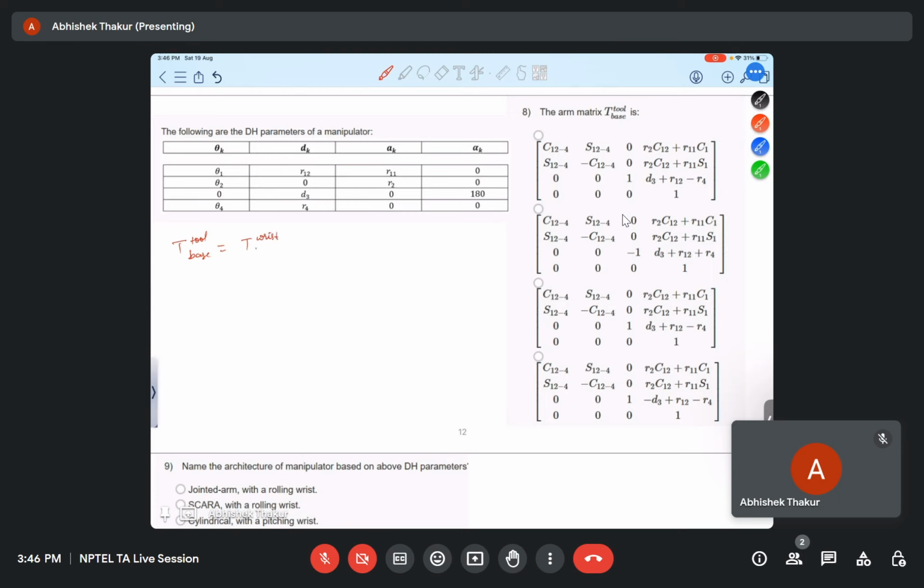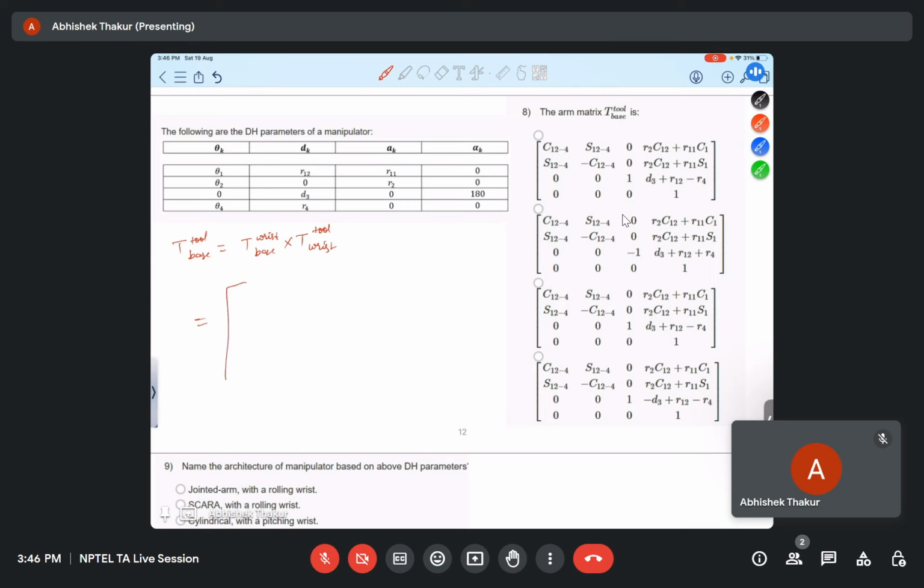T raised to T base into T tool to T raised. So you multiply these two, and after that you will get this value.